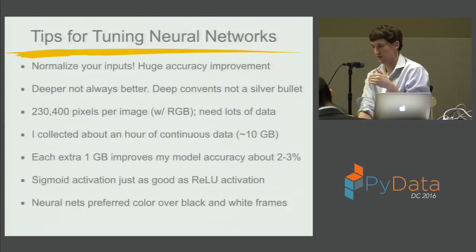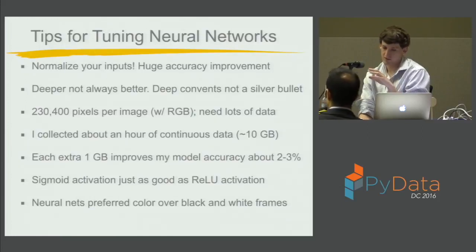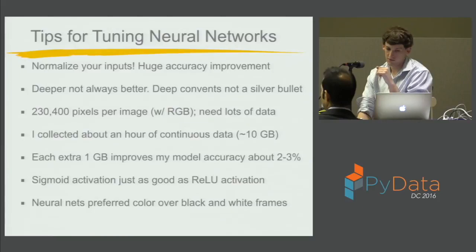The pixel values for my images from OpenCV are between 0 and 255. So I divided all my inputs by 255, and I got a 40% accuracy improvement, which is unheard of for doing that. Deeper is not always better. Deep learning is really popular, overhyped right now, in my opinion, and it did not work as expected for this project. So I just used a shallow neural network, and it worked really well.